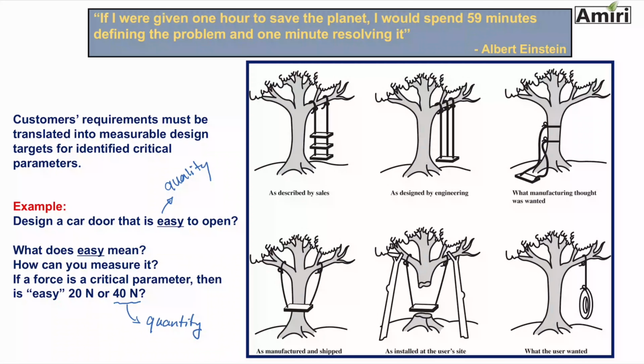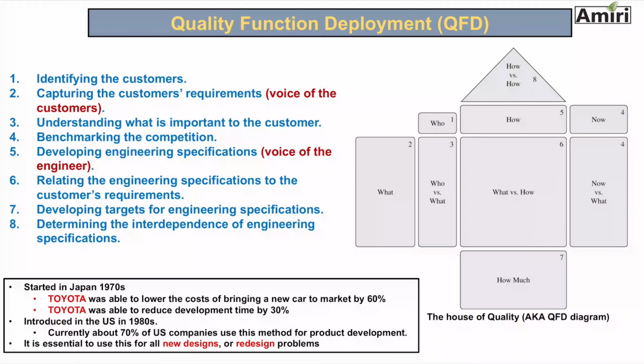So in this step, we'll focus on the methods to translate customer requirements into engineering specifications. The method that we cover in this lecture is known as quality function deployment, also known as house of quality or QFD diagram. It looks like a house. It has multiple rooms. It has a roof. It has a main floor, and it has a basement. And there are some keywords that we've spread around the house.